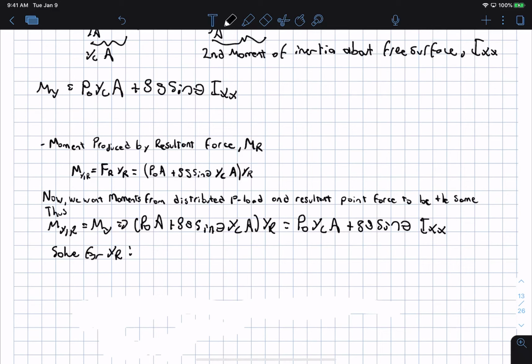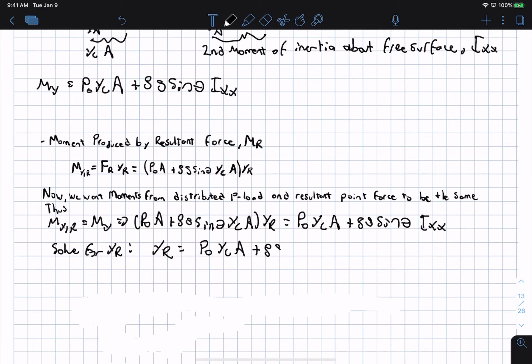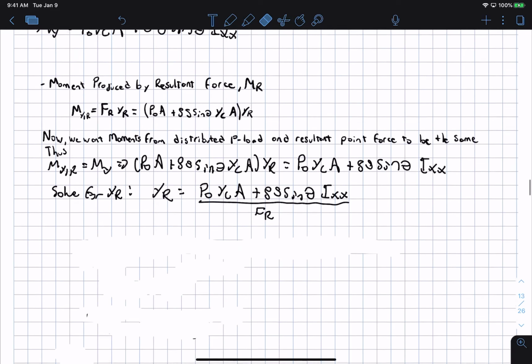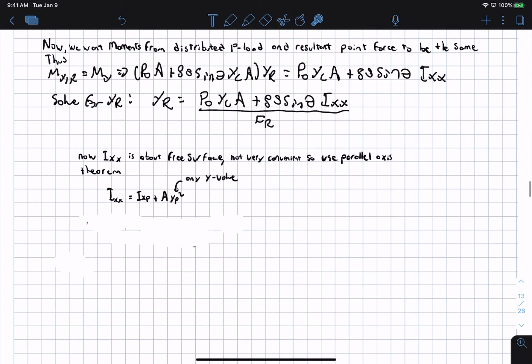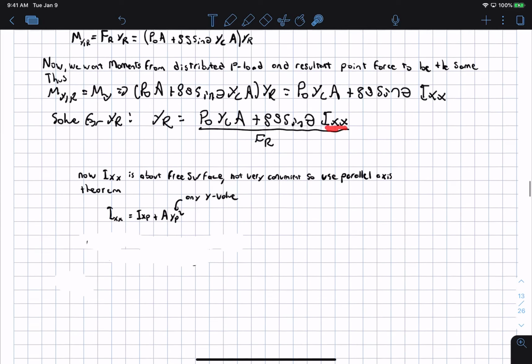And when you do that, it's just algebra at this point. YR is equal to the atmospheric pressure times the y value of the centroid times the area of the gate plus rho g sine theta times IXX divided by the resultant force. Okay, this here is just nothing more than the resultant force. Now there is a bit of a catch here, and we can fix that, and that's that this moment of inertia, which is here, is about the free surface.